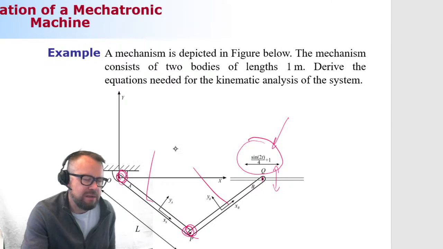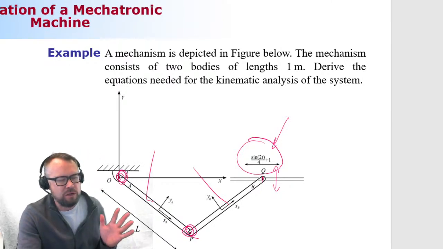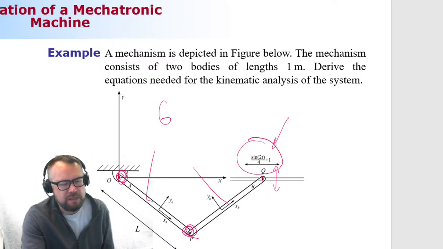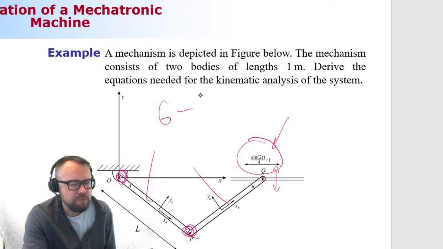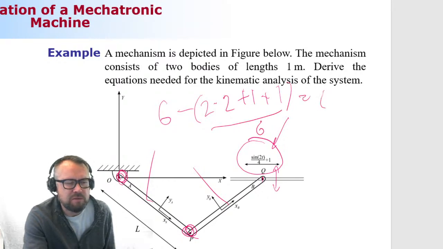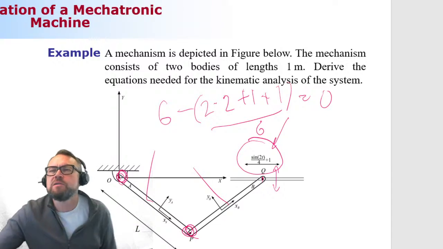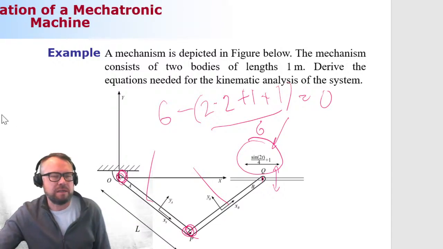So if every body needs three generalized coordinates, that means that there is a total of six generalized coordinates in this system. And then because of the two revolute joints, there's going to be 2 multiplied by 2 constraints associated to that. And then plus 1 primitive joint plus 1 driven constraint, that's going to be 6. So the number of degrees of freedom is 0. Great. So now we have good chances to conduct the kinematic analysis.